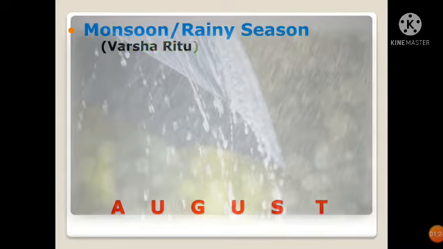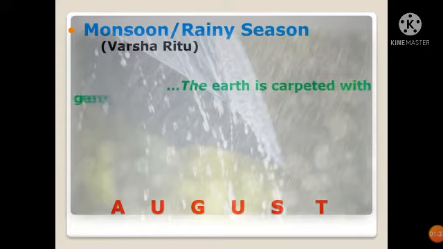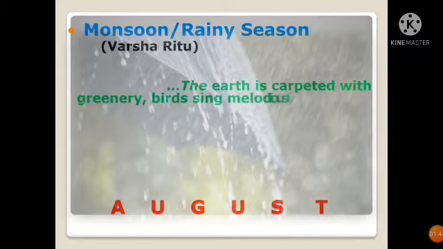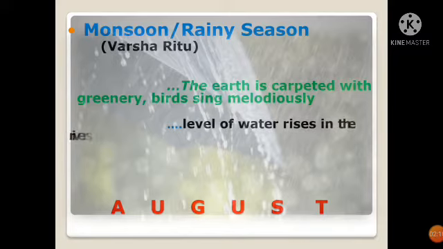Let's go for some other characteristics of this. We saw the earth becomes which color? Yellow, green or red? What grows on the earth in rainy season? Grass grows. So it becomes which color? Green. And the birds sing a lot of songs. Very good. Birds sing melodiously. They are very happy, no? The water is falling. Rains, and the ponds get filled with water.